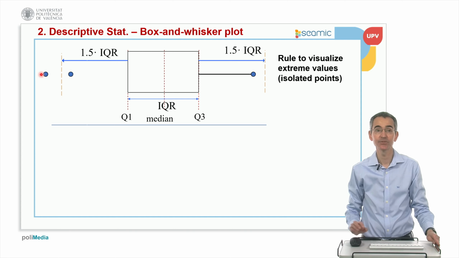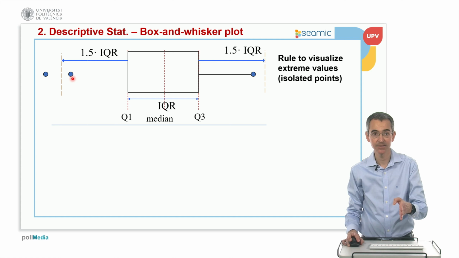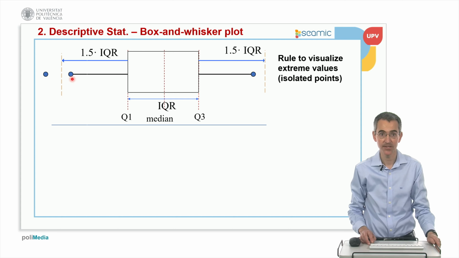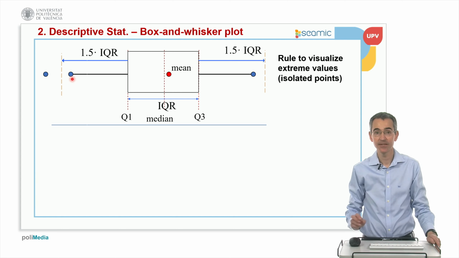Then I go to the second minimum value. In this example, as this value is on the right side of this imaginary limit, this value will be the end of the left whisker. Okay, so this is the rule. And the median sometimes is represented as a point or a small cross inside the box.